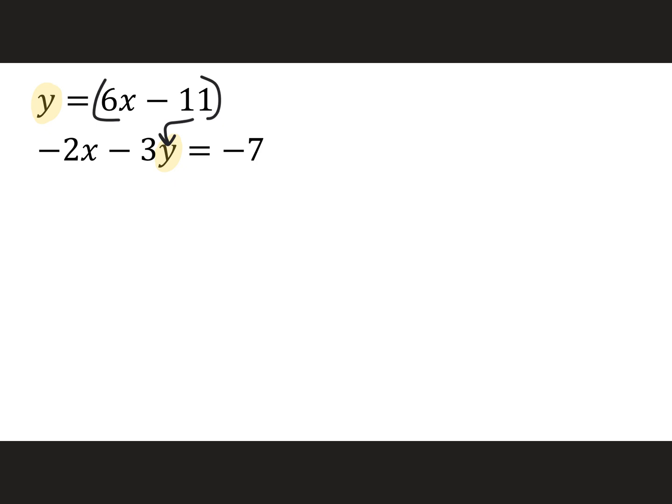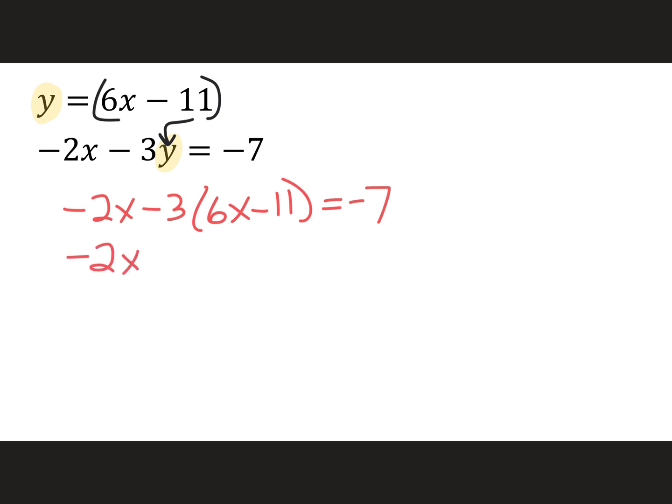And let's see, I'm going to just do it right underneath the problem this time. I'm going to have a negative 2x minus 3. And then what does y equal? 6x minus 11. And that all equals negative 7. I know it's long, but you can do it. This is why we teach you equations before we teach you systems of equations. Negative 3 times 6 is negative 18x. Negative 3 times negative 11 is positive 33 equals negative 7.